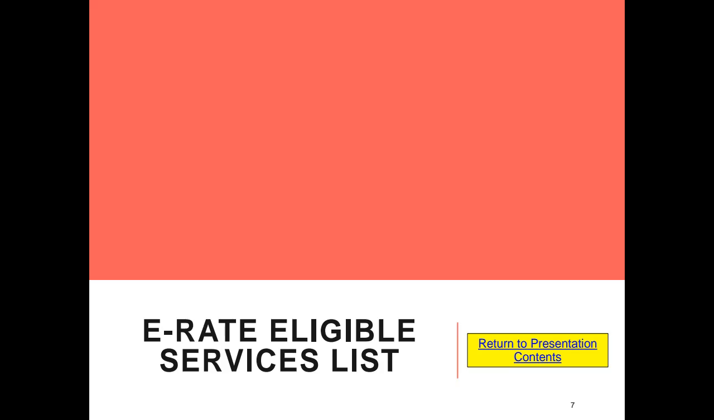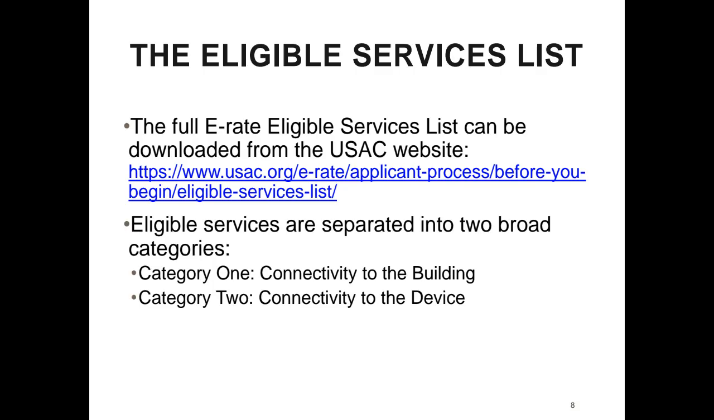Now let's talk about all those eligible services that your library might need discounts on. You can access the full E-Rate eligible services list on the USAC website. Make sure to grab the 2025 version. The eligible services list is split into two broad categories. Category 1 concerns getting connectivity to the building. So that's getting your internet access or some kind of wide area network or transport circuit to the building.